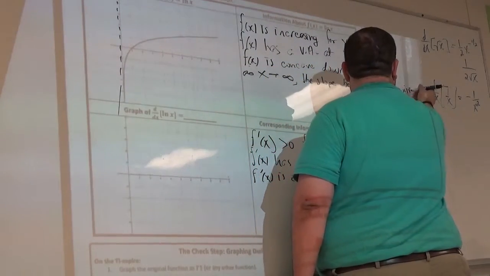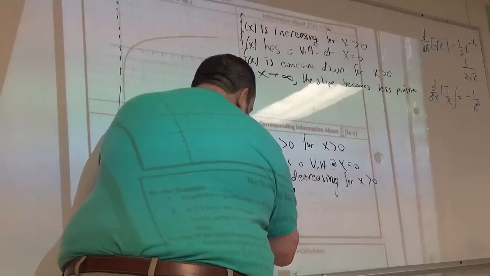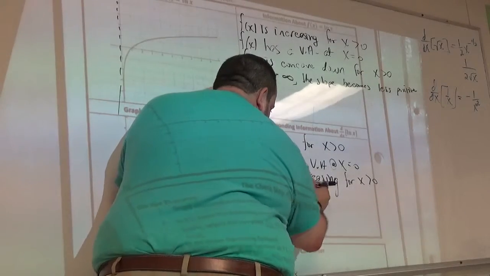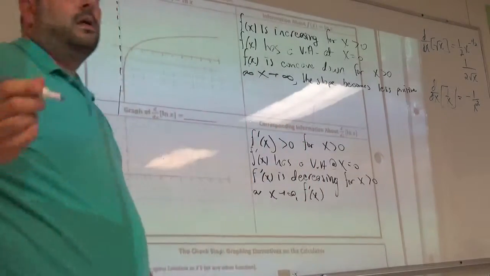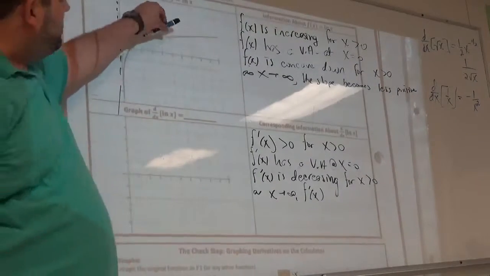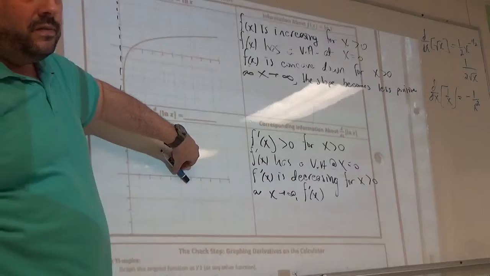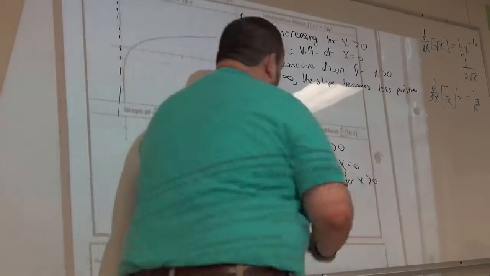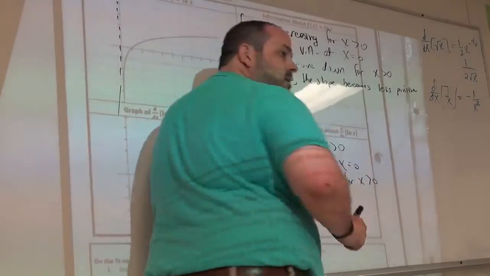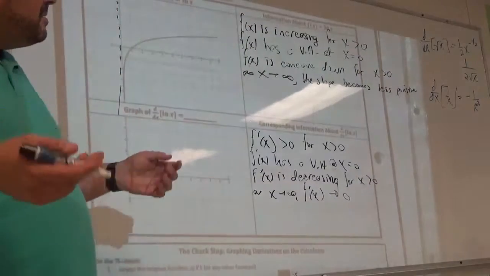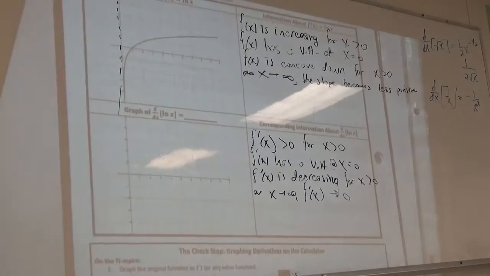Less positive. So as x approaches infinity, what's f prime doing? My slope is getting less and less and less positive. So the derivative should be approaching 0. Now there might be other things, but I bet you guys have a pretty good idea what f prime looks like.